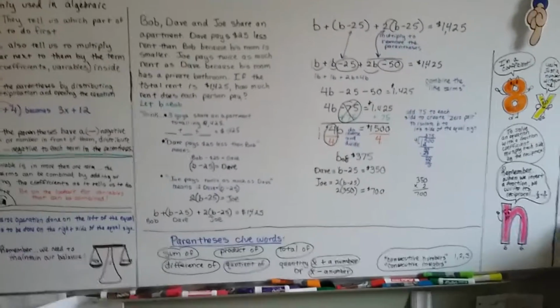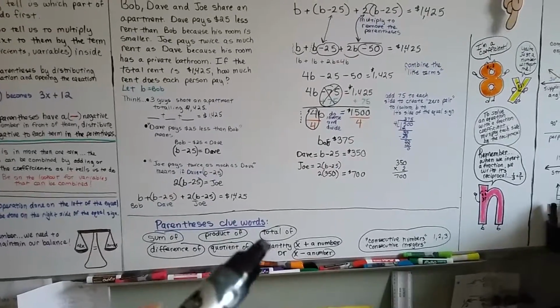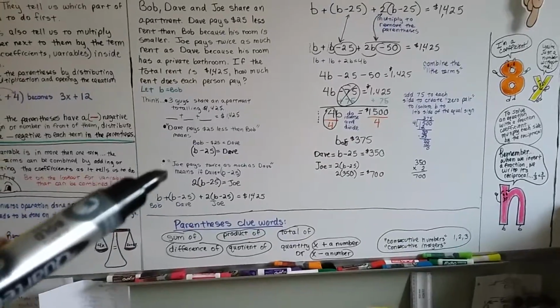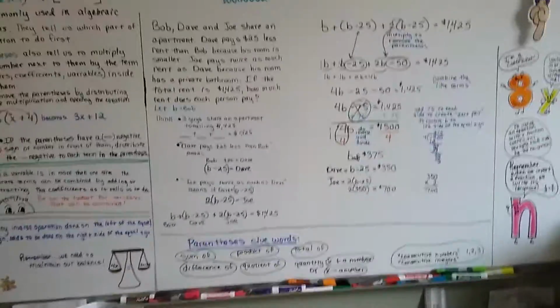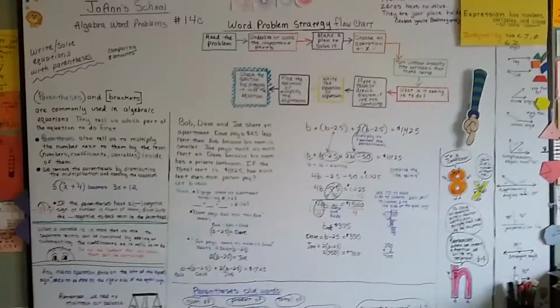So just remember, when you see things like sum of, product of, quotient of, difference of, total of, or if they're consecutive numbers, which we're going to be doing coming up, then that means there's going to be parentheses, all right? We're going to talk about brackets next, and I hope to see you there.